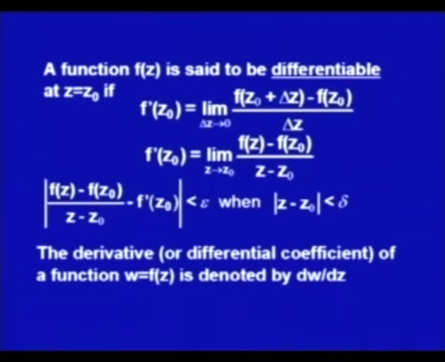The derivative, or what we call the differential coefficient, of a function w equals f(z) is denoted by dw by dz. We write dw by dz as the limit, as delta z tends to 0, of delta w by delta z. This is the change in f divided by the change in z. So, this is delta w divided by delta z. When delta z tends to 0, it is called dw by dz.